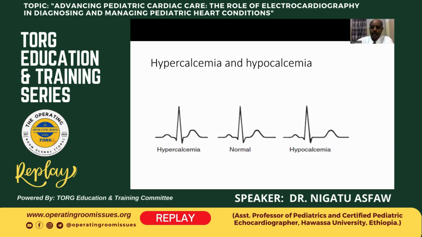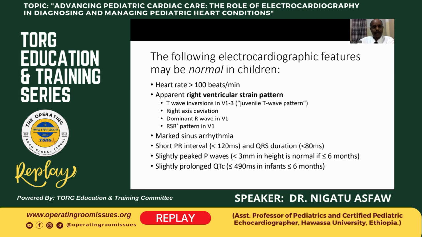So in hypocalcemia, there will be prolongation of the ST segment, and there may also be other ECG abnormalities, which depend on the degree of hypercalcemia and hypocalcemia. And there are some ECG patterns which are normal in pediatrics. One is the heart rate. Usually in adults the normal is 60 to 100, less than 100. So in young infants, the rate may be normally higher.